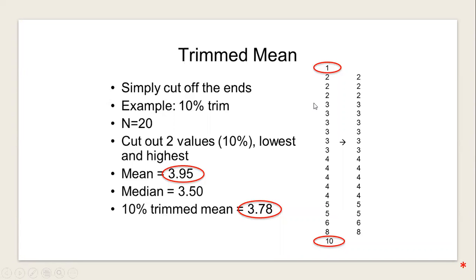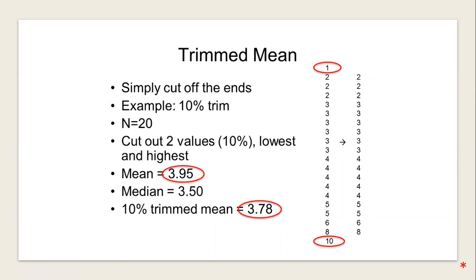Here's one example. In the distribution of scores to the right, the arithmetic mean for the first distribution of scores is 3.95. In the second column, the 2 scores on the extreme ends of the distribution have been excluded, and the trimmed mean was recalculated based on the remaining scores. The trimmed mean is 3.78.